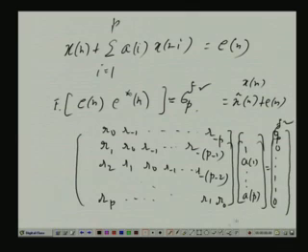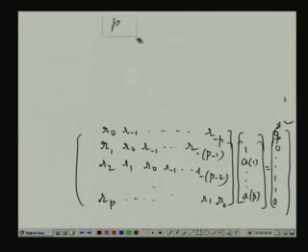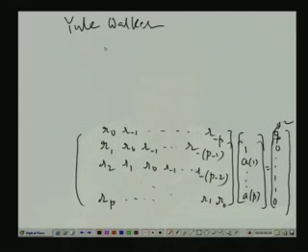This equation is a famous equation in the context of linear prediction or AR modeling, and this is called the Yule-Walker equation. As far as spectral estimation is concerned, you just have to solve it, that is all. Once you know A1 to AP, you are through.